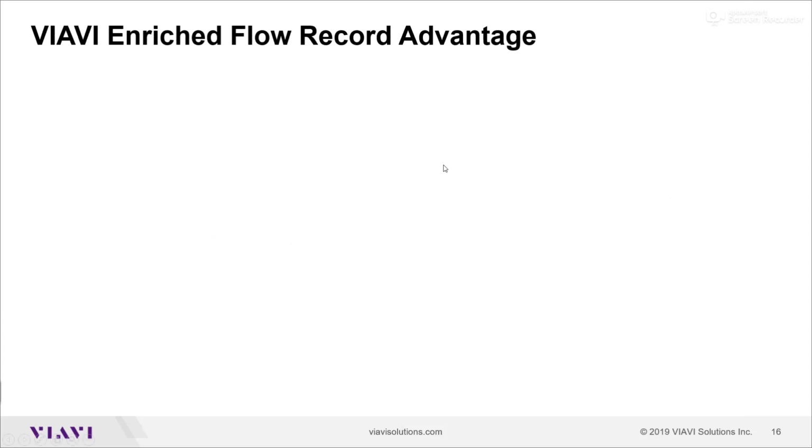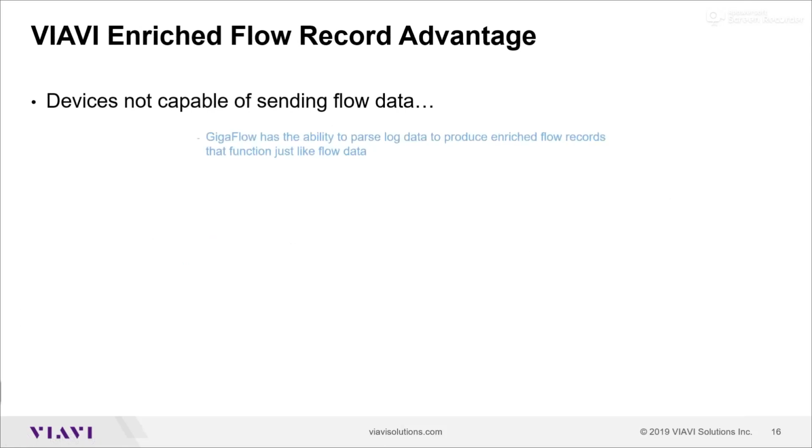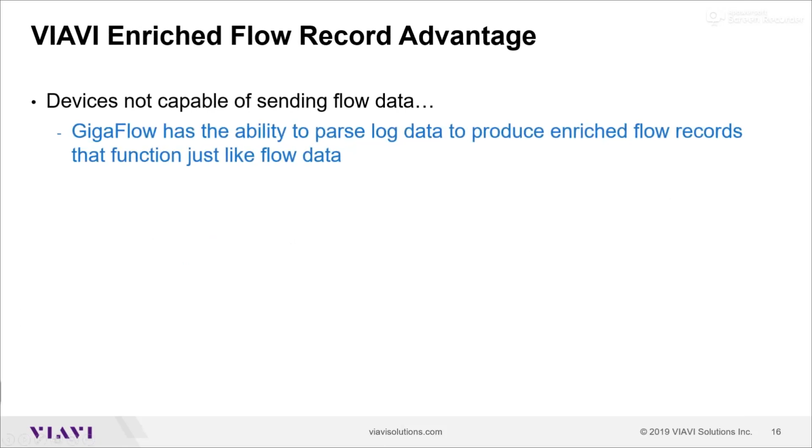And so this slide just kind of helps us understand, right? Where are the advantages here? If you think about what an enriched flow record really allows you to do, start off with devices that are not even capable of sending flow data, right? There's a lot of devices out there that are great infrastructure devices. They're going to be part of our infrastructure for a long, long time to come, but they just don't generate flow data for whatever reason, right?